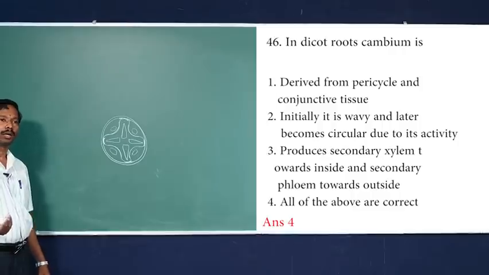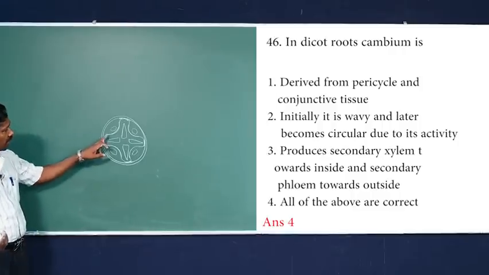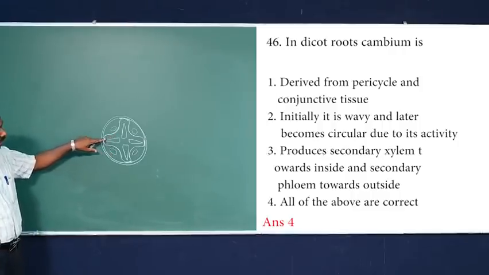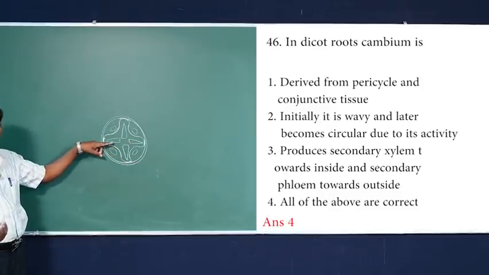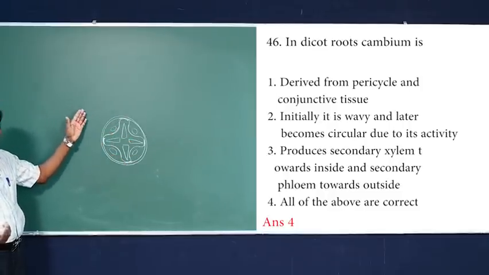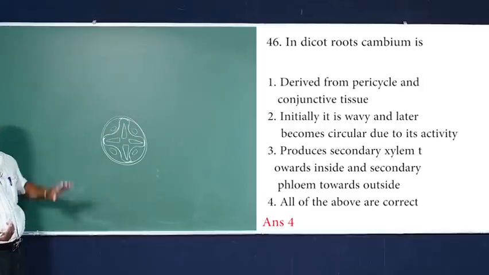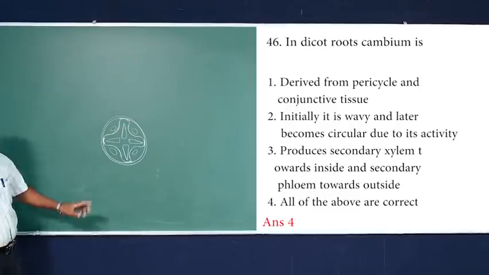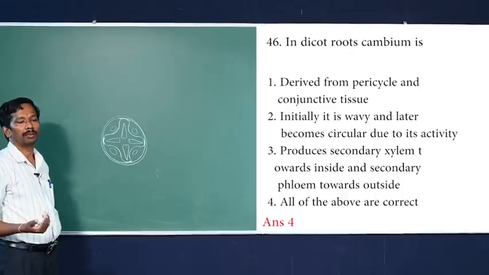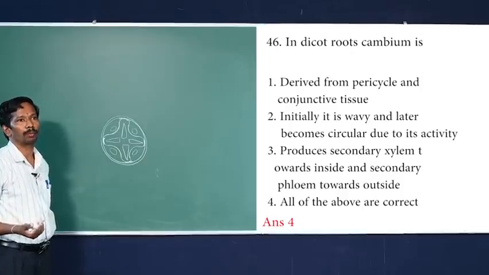So among the options given, derived from pericycle and conjunctive tissue, yes. Initially wavy in nature, yes, it is true, and produces secondary xylem towards the inner side and secondary phloem towards the outside, that's also true, and hence all the above statements are correct. Option 4 for question number 46.